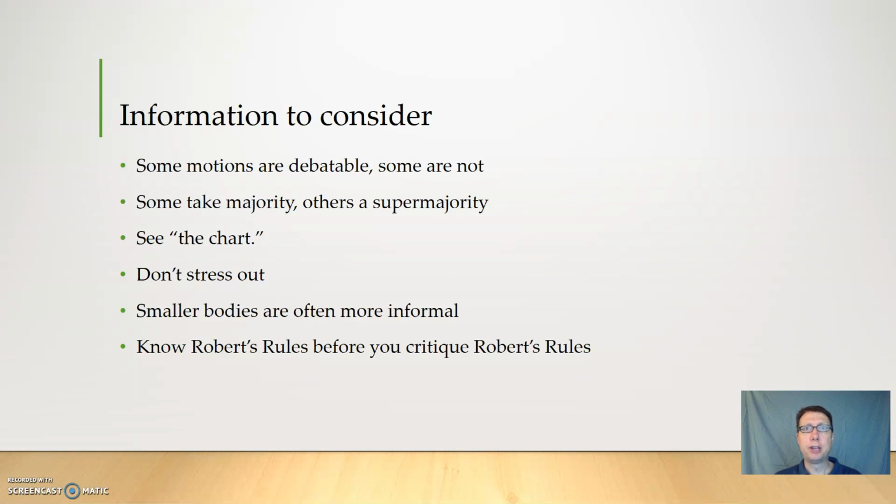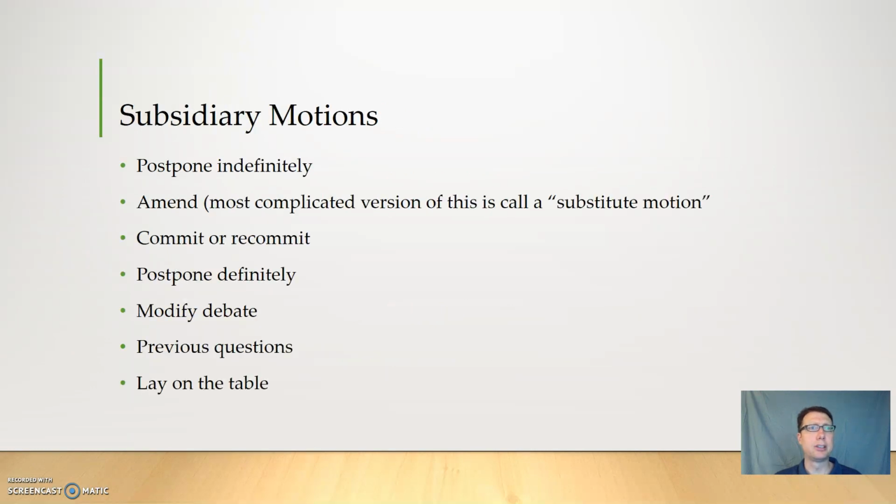It's often new information. People often don't have a lot of experience, have a lot of anxiety about, gosh, I'm going to moderate and do this. Smaller bodies are often more informal in the way they use these than larger bodies. And the last thing I'd say is to know Robert's rules before you critique Robert's rules, as I said at the beginning. Oh, here's the subsidiary motions.